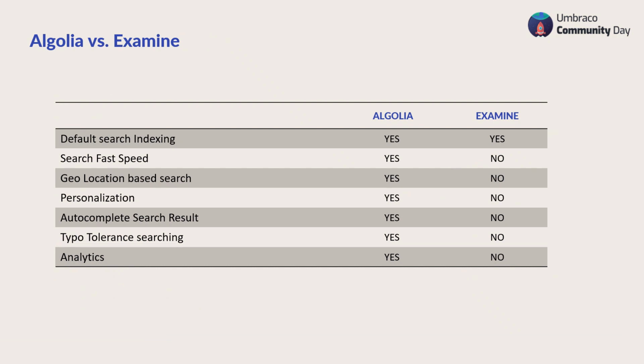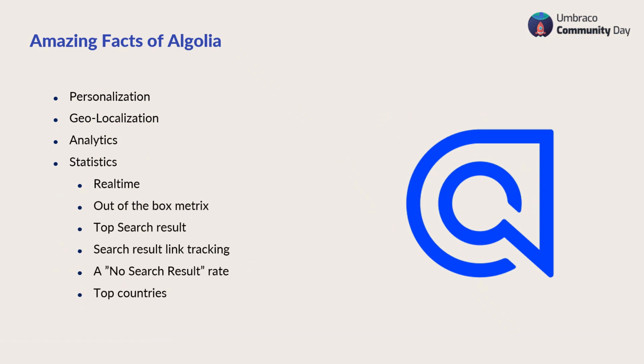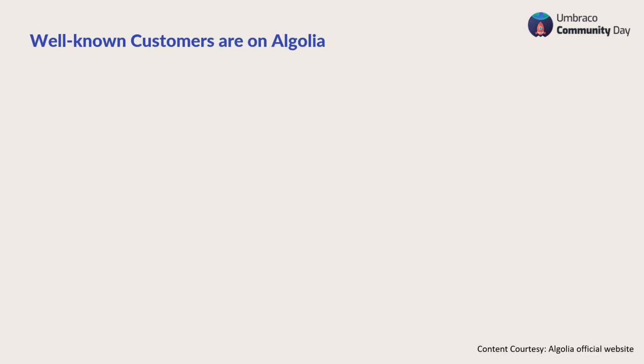Now a few questions, like why we should use Algolia instead of Examine. As we can see here, Algolia itself provides a lot of things: faster search speed, geolocation-based search, personalization, autocomplete in just a millisecond, analytics, typo tolerance. So now we are curious: who are the customers who have been with Algolia for a long time?